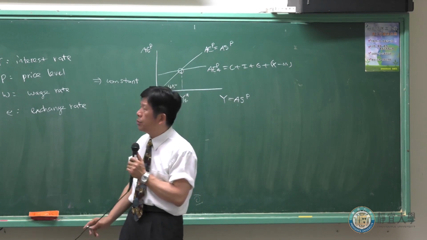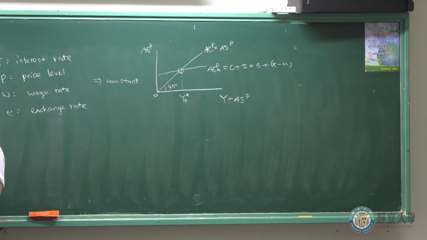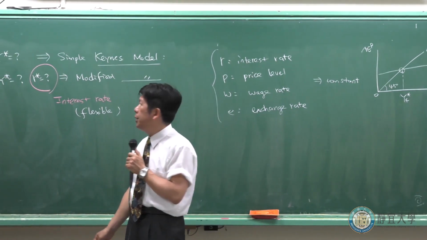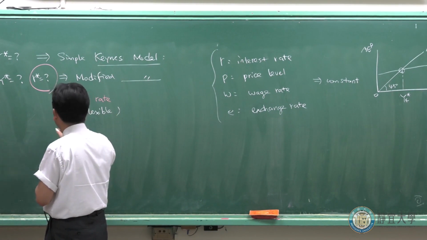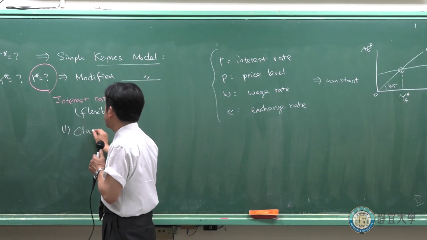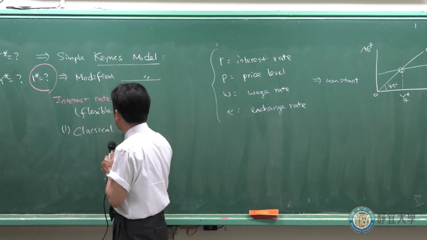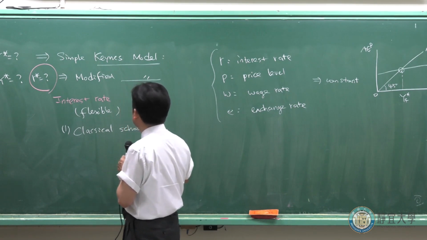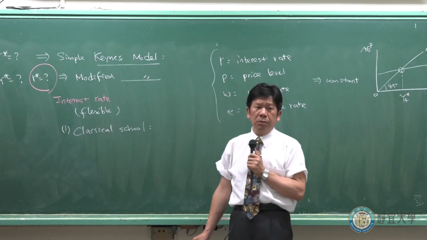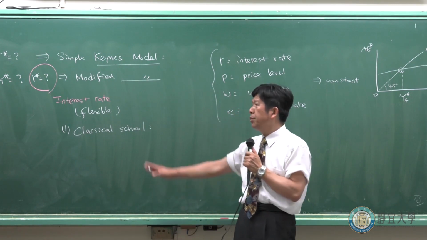But now we try to talk about the second story, especially for the interest rate. The interest rate will become flexible. It is not constant. So here we try to talk about the story. One is the classical school, their idea of how to make the decision of the interest rate, how to find it.